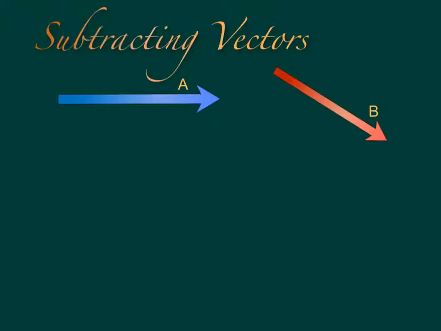So if we continue with A and B, which are again just arbitrary vectors, it could be any pair, and we think about what would happen if we subtracted B from A. Now you might ask yourself, why on earth would we want to subtract vectors? Well, it comes from the fact that we need to sometimes find the difference between two vectors.